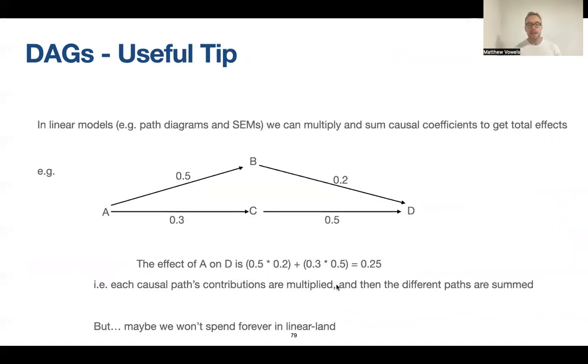Just as a useful tip, in linear models, which we're going to be using for the examples, we can multiply causal coefficients along certain paths to get the total effects. For instance, if you're interested in the effect of A on D via B, you can simply multiply 0.5 and 0.2 together. Similarly, if you're interested in the effect of A on D via C, you can multiply 0.3 and 0.5. And if you're interested in the total effect of A on D, you can simply add together the two separate paths. So here, the total effect of A on D is 0.5 times 0.2 plus 0.3 times 0.5, which gives you the total effect of 0.25. In other words, each causal path's contributions are multiplied, and then the different paths are summed together.